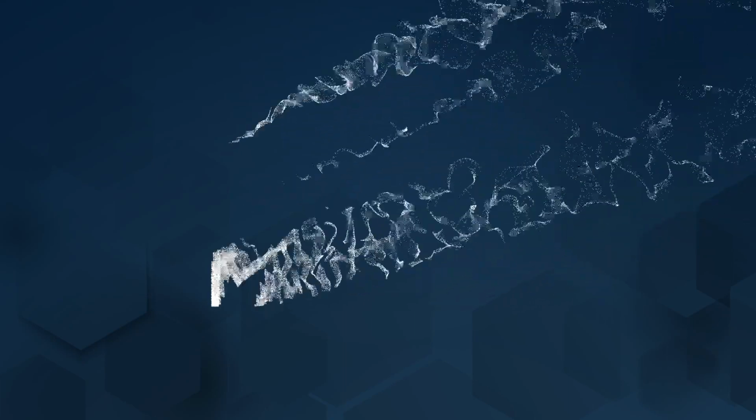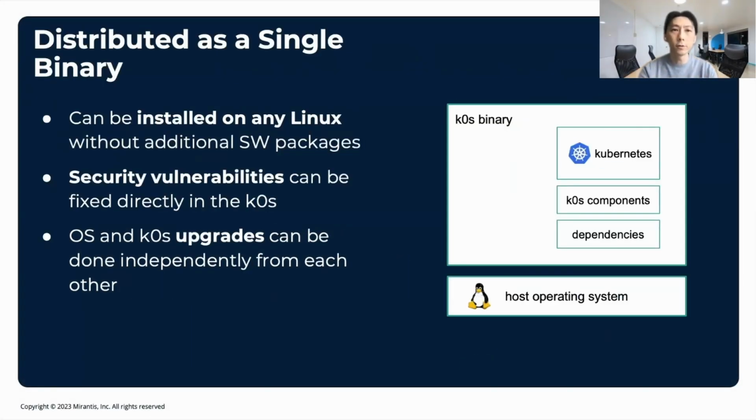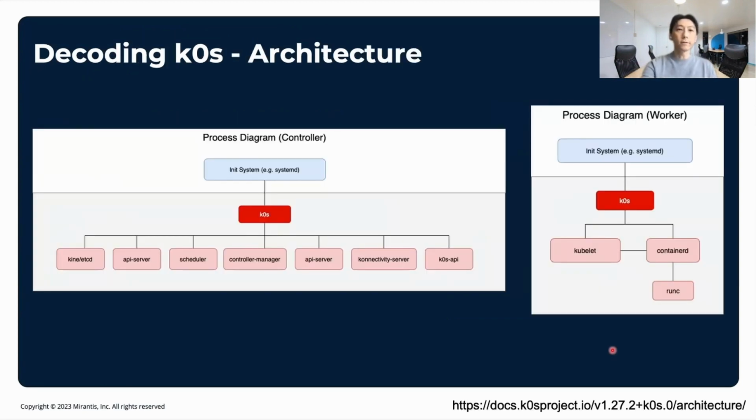Look at some of the background of k0s. K0s, like the other two distributions, is distributed as a single binary. So it's self-contained, which means any vulnerability or performance issues can be fixed directly within k0s. Now, when you look at the architecture of k0s, it's slightly different to the others that you'll see.